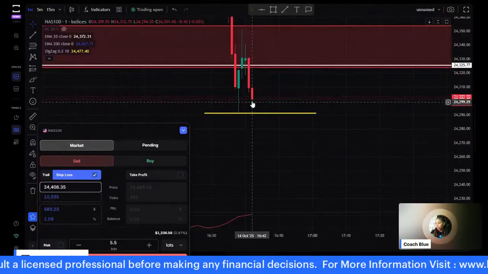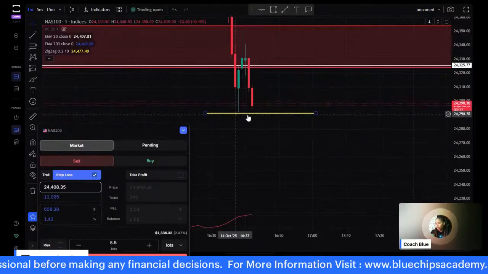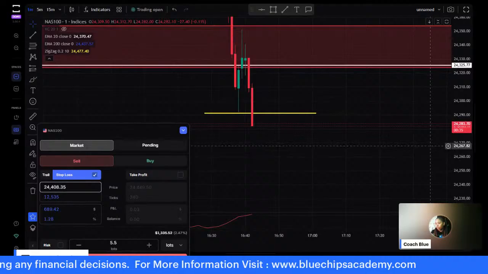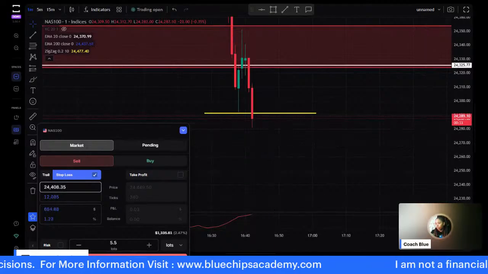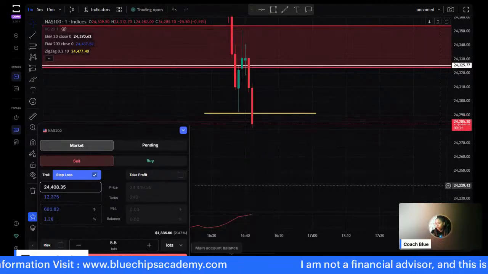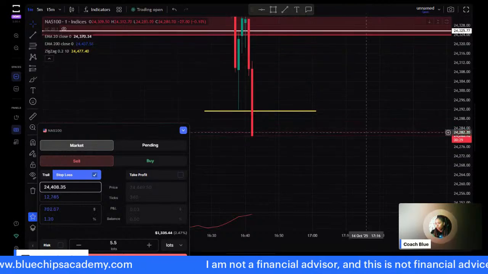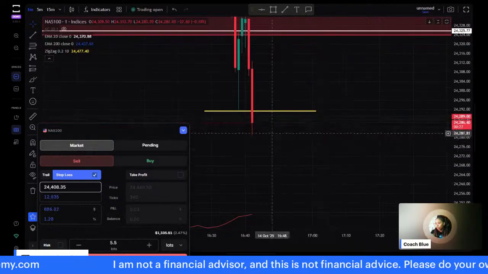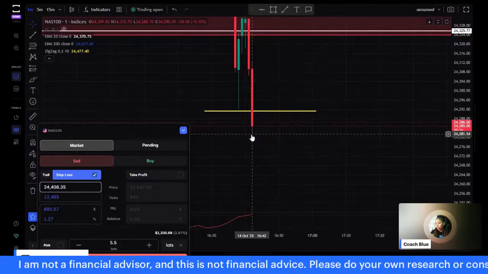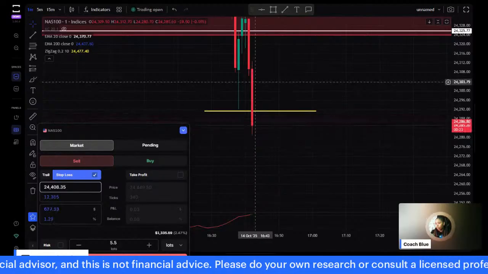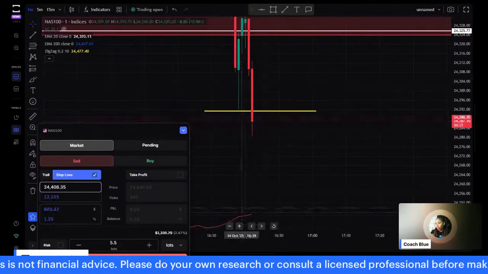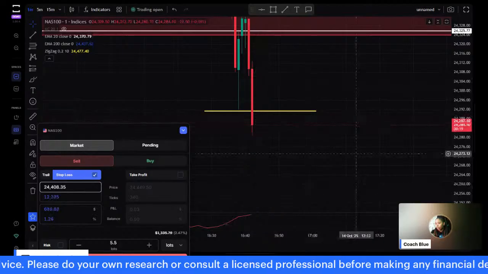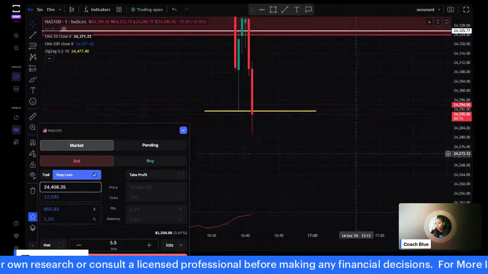Remember, the continuation has to break past the pullback area. Nice. We need it to close though. You wait until the candle closes. You never just jump in there because this thing can easily wick up and be out. So I'm waiting until the candle closes, 20 seconds. But that's a strong move. Let's see if it can close out strong.